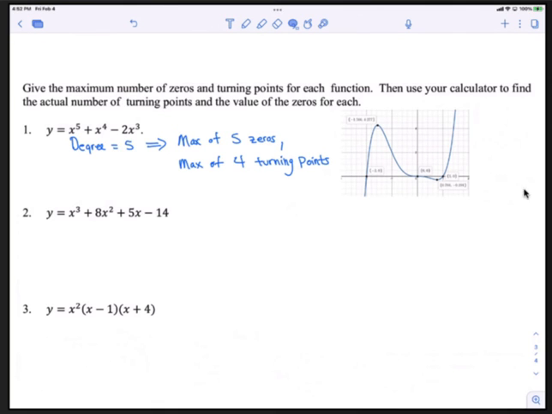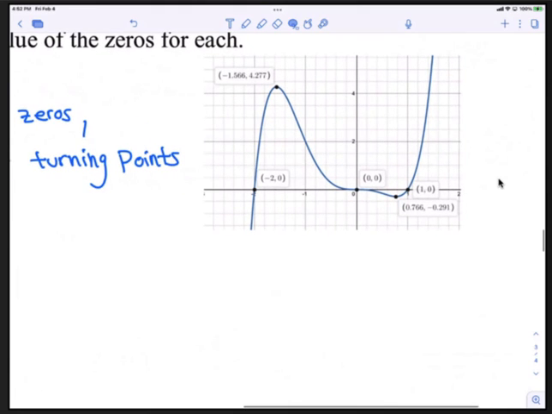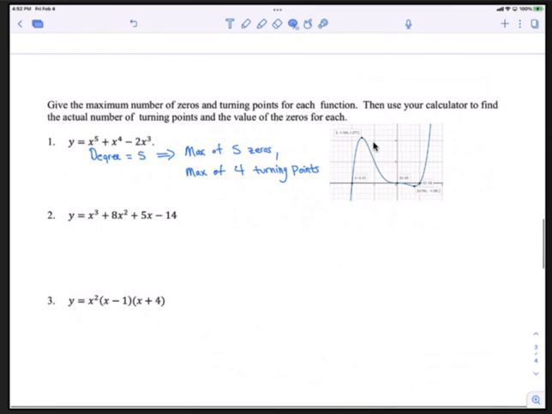If we look at the graph, we can see that we have 1, 2, 3 zeros and 1, 2 turning points. So that's the actual. So even though we have a maximum of 5 zeros, we only have actually 3 zeros. We could have a maximum of 4 turning points, but here we can see we only have 2 actual turning points.